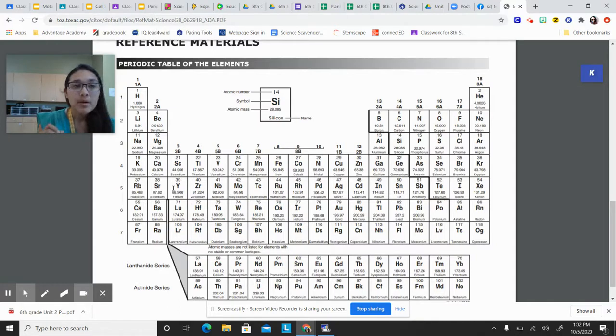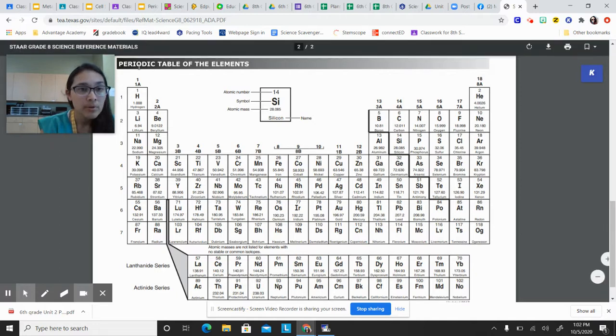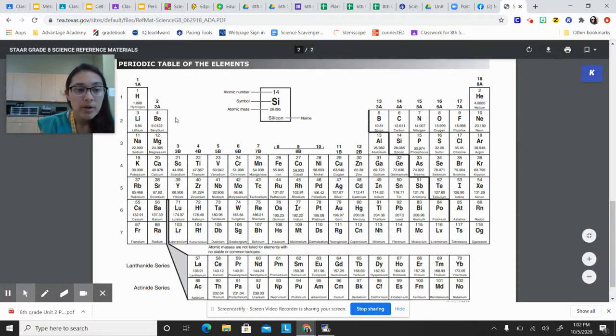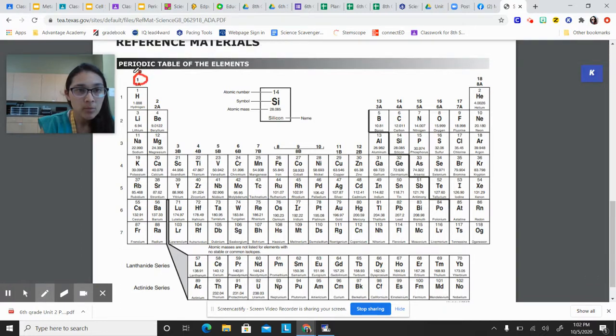So an easy way to tell how many valence electrons an element or an atom has is by looking at this periodic table and looking at the groups. The group numbers are these top numbers right here at the top of the periodic table. So this one is 1, 2, 3, 4, 5, all the way to 18. Okay, so you can look at those top numbers. Now the top numbers tell you how many valence electrons there are.